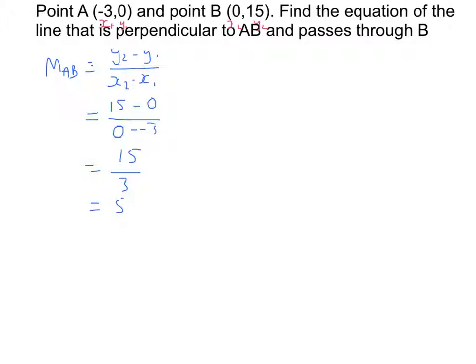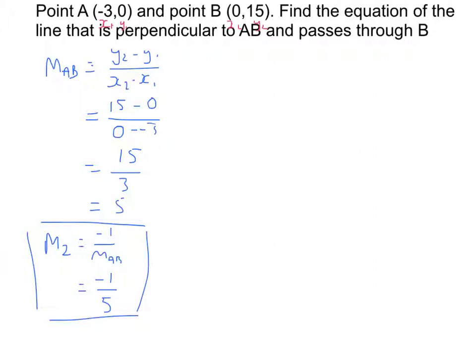Next, what we need to do is to work out m2, so the gradient of the equation we're looking for. m2 equals negative 1 over m of AB, which equals negative 1 over 5. So that gradient there, we just worked out, is going to be the gradient of our new equation. So our new equation, y equals mx plus c. We've just worked out the gradient. So y is equal to negative 1/5 x plus c.